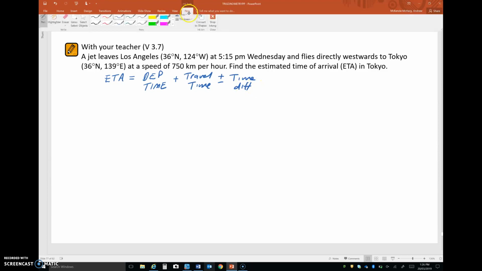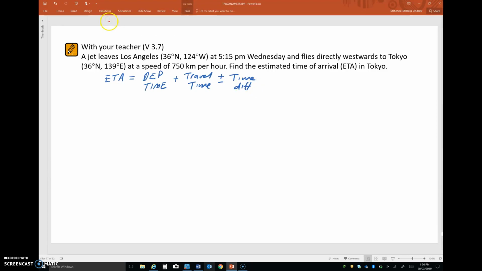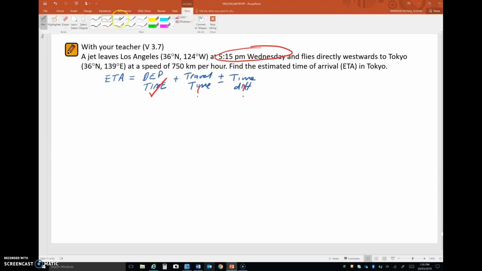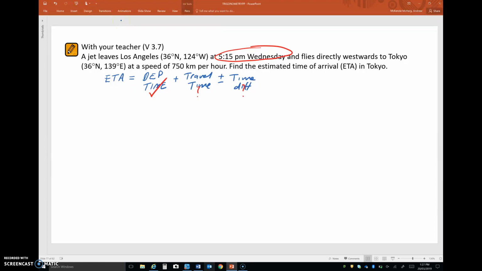Now in this case, we know the departure time. We've got that. It's 5:15 p.m. on a Wednesday, so that's done. What we don't know is the travel time or the time difference. So we need to work those two things out and then put them all into the equation to work out the ETA. So I'll do the time difference first. Doesn't matter which one you do first, but you've got to do them both at some stage.